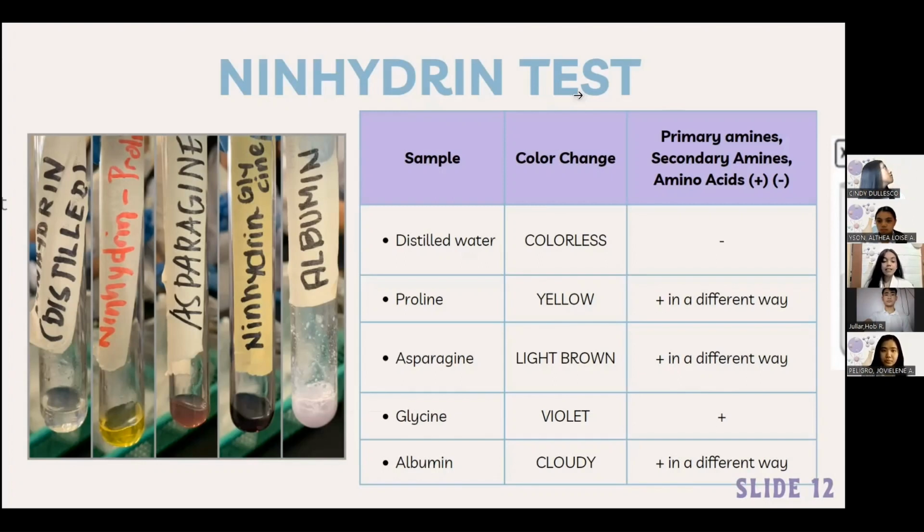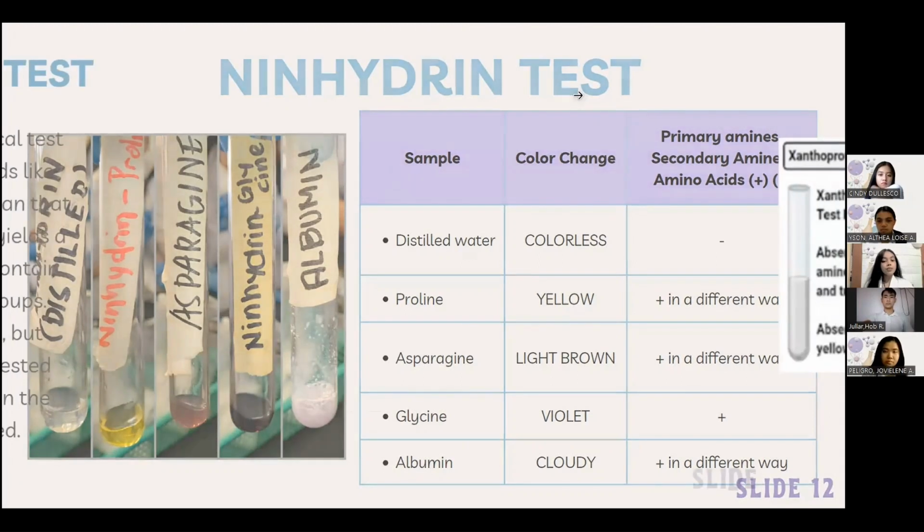However, in the last sample, albumin, there was no visible color change when the reagent was added. The albumin just turned cloudy, but still it indicates that there is a presence of amino acids in the sample. So for the next tests, the xanthoproteic test and the Hopkins-Cole test, may we have Miss Jovielene Peligro?